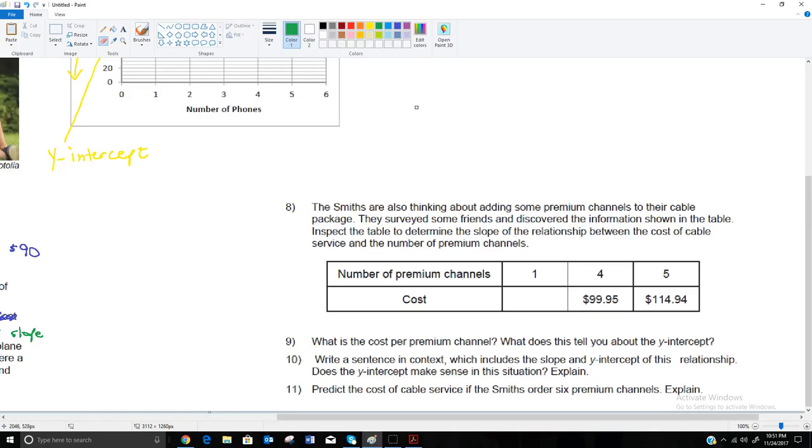That was $54.98. We're just going to say $55. And this is $99.95. We're just going to say that's basically $100. It's not exactly, but it's close. If you did this exactly, your slope would come out just a little bit different than what we're going to get, but pretty close. And then for 5 premium channels, we'll call it 115 instead of 114.94.